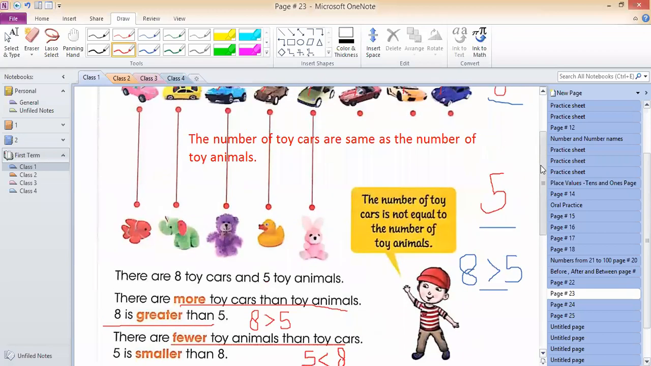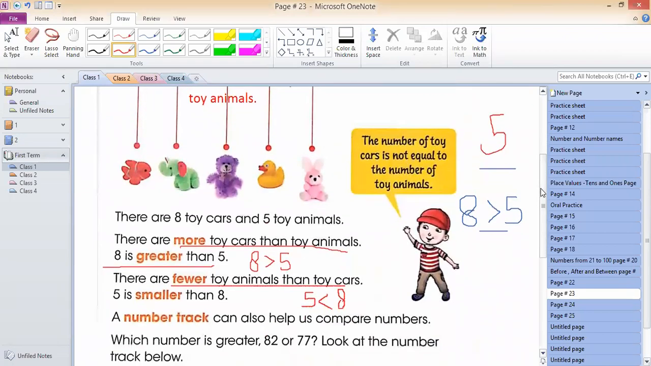Let's suppose your father gives you 4 chocolates. Okay. And your uncle gave you 10 chocolates. So tell me, who gave you more chocolates? Your father or your uncle? Yes, who gave you more chocolates? Uncle. Yes, uncle.